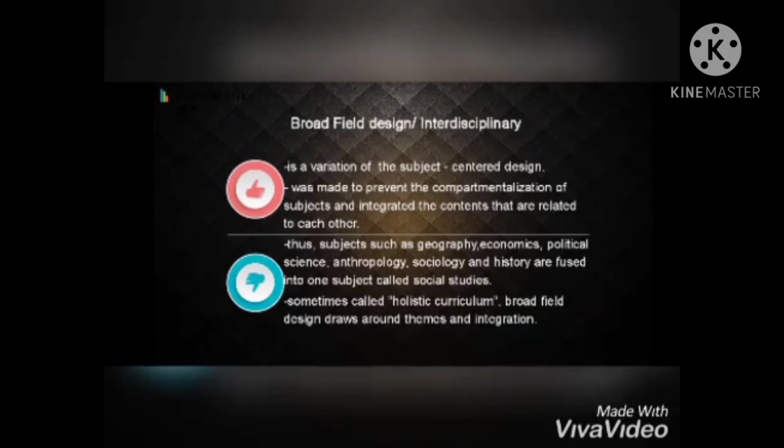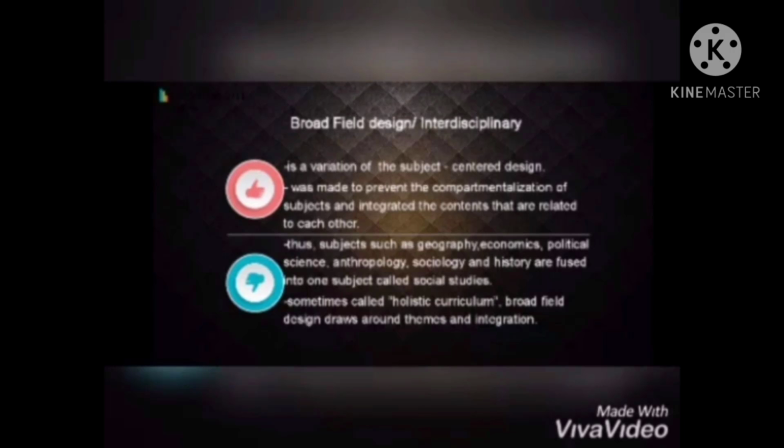Then next, broad field design or interdisciplinary. It is a variation of the subject-centered design. This design was made to prevent the compartmentalization of subjects and integrated the contents that are related to each other. Thus, subjects such as geography, economics, political science, anthropology, sociology, and history are fused into one subject called social studies.